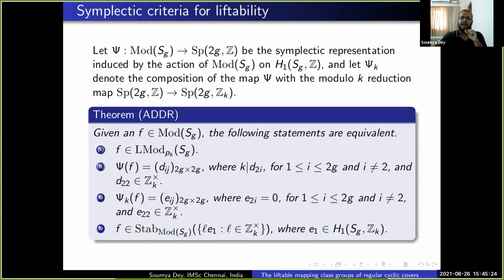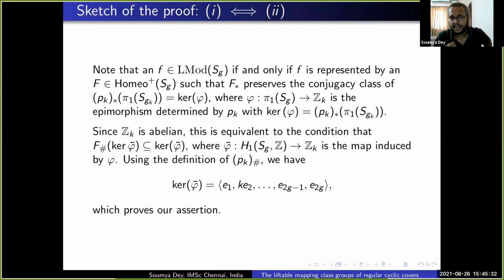Okay, let's move on. So how to go about proving this? I'll give a sketch. The first implication, 1 if and only if 2, is fairly easy. If f is in LMod, this is if and only if it is represented by a homeomorphism capital F such that F star at the level of pi 1 preserves the conjugacy class of p_k star of pi 1 S_gk, which is the kernel of the map phi, which is induced by p_k. This phi is the map from the fundamental group to the deck transformation group. So F star preserves the conjugacy class of p_k star of pi 1 S_gk.